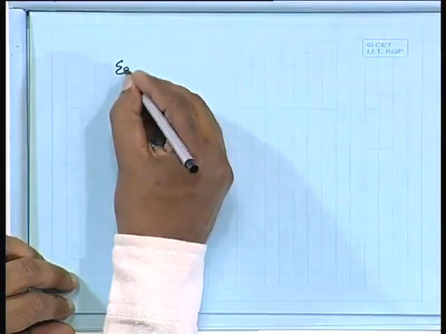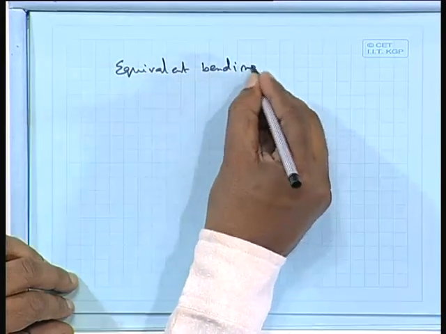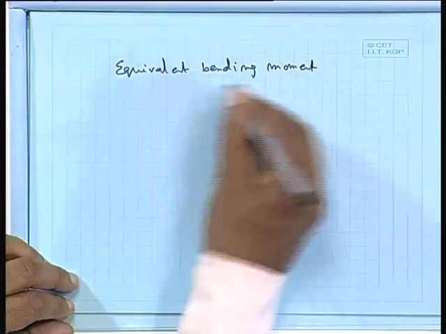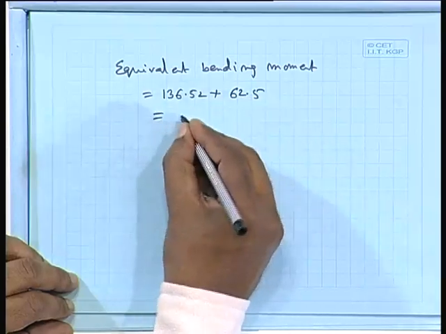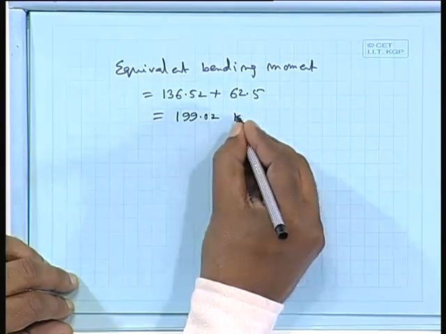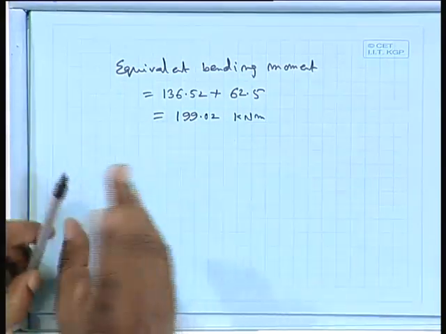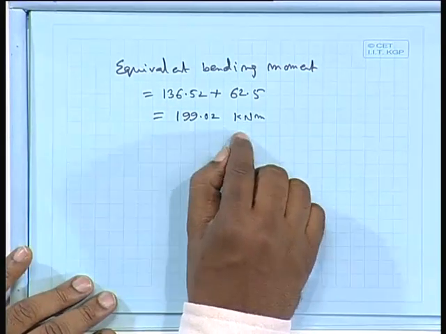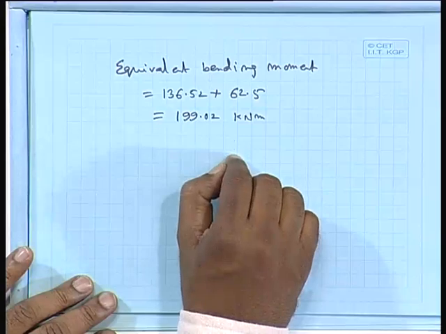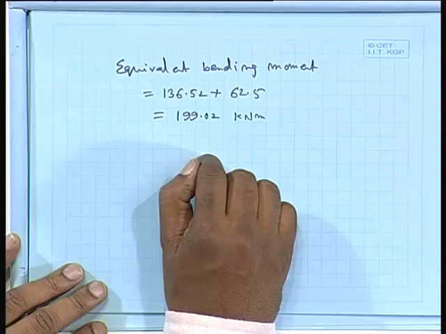So equivalent bending moment equal to 136.52 plus 62.5 equals 199.02 kilonewton meter. So that means finally we can settle on this value, that is 300 by 550 millimeter, and then we can take 199.02 kilonewton meter as the bending moment, and we can provide the reinforcement for this bending moment. Okay? I think we shall stop it here. We shall continue in the next class.